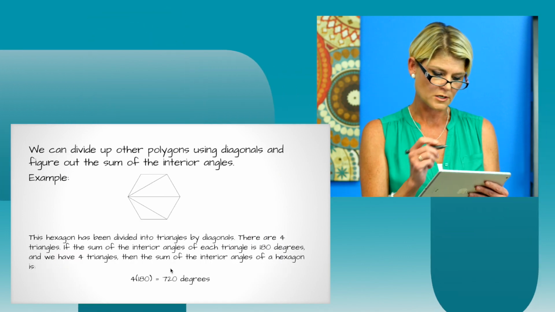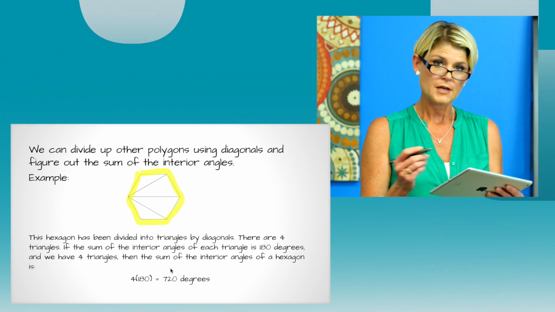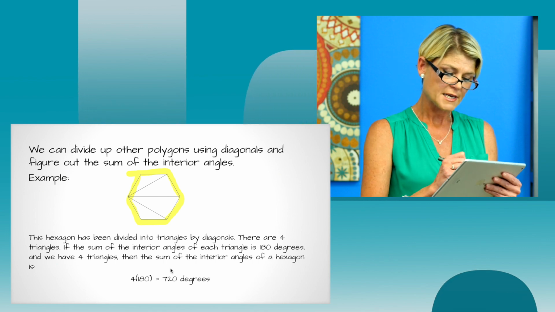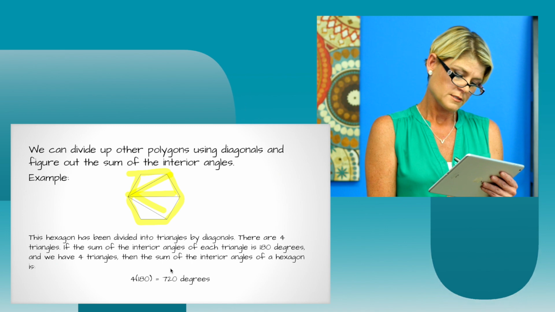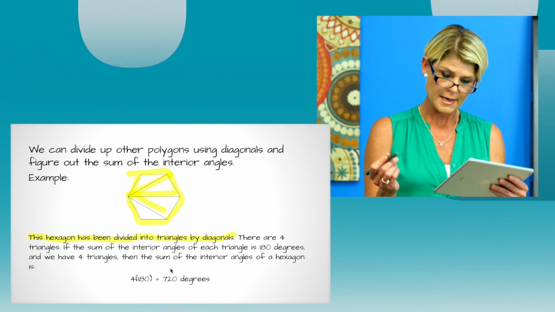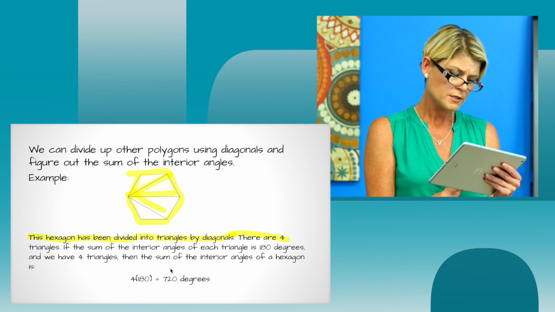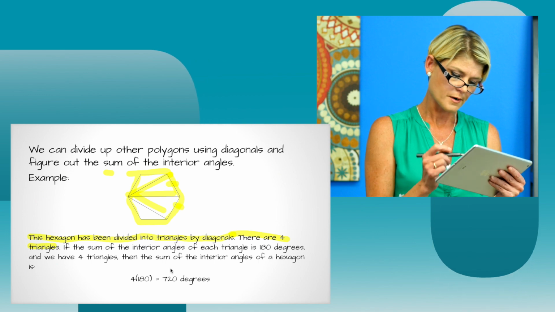Now let's look at this hexagon. So here's our hexagon. And you can see what I've done is I have divided it up into triangles. It says right here, this hexagon has been divided into triangles. There are 4 triangles. 1, 2, 3, 4.